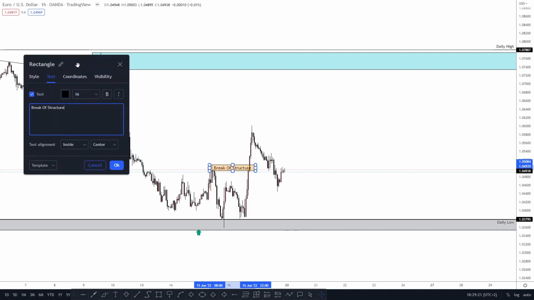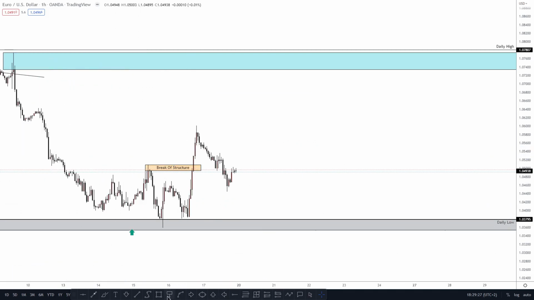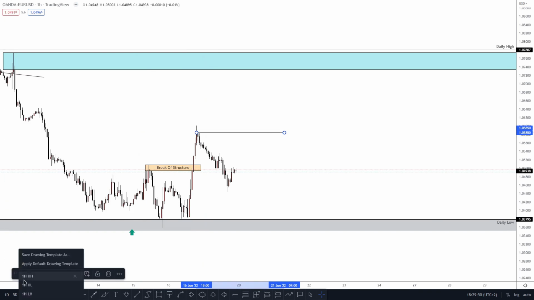Structure, can you see it? Just make it 4H and you will see. So now this makes this our higher high. This makes this one our 1H higher high, and this makes this our 1H low. Right? Is it doing this? I'm not so sure, but yeah.